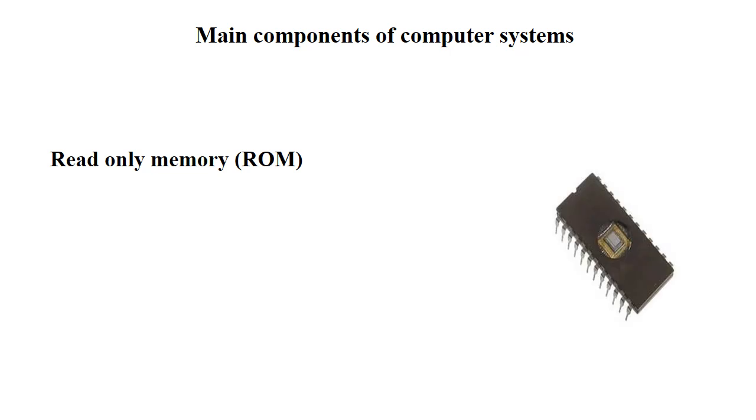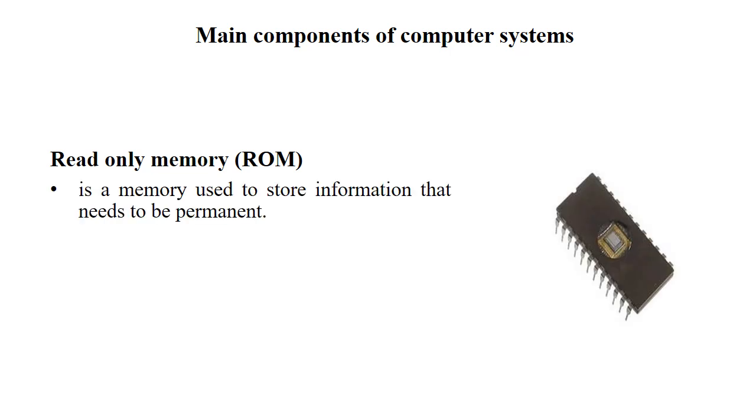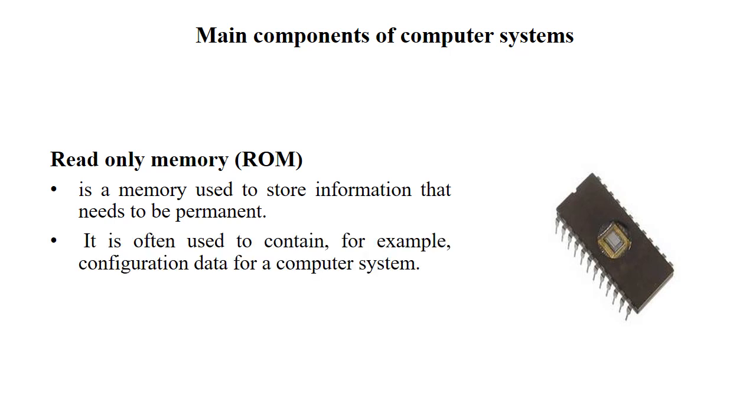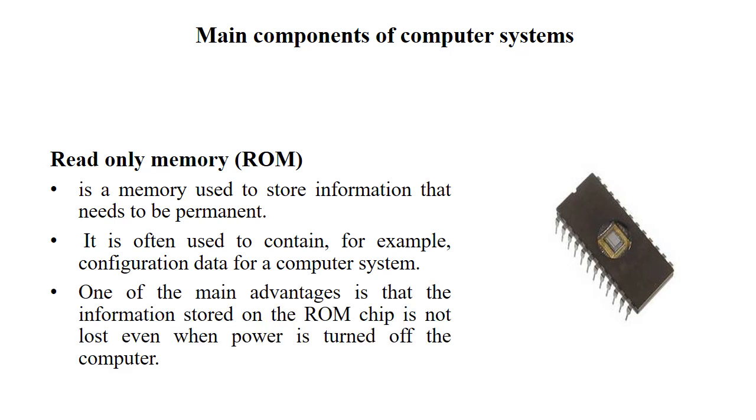The other component that falls under hardware components is the read-only memory, ROM. So this is a ROM. It is a memory used to store information that needs to be permanent. It is often used to contain, for example, configuration data for a computer system. One of the main advantages is that the information stored on the ROM chip is not lost when power is turned off.